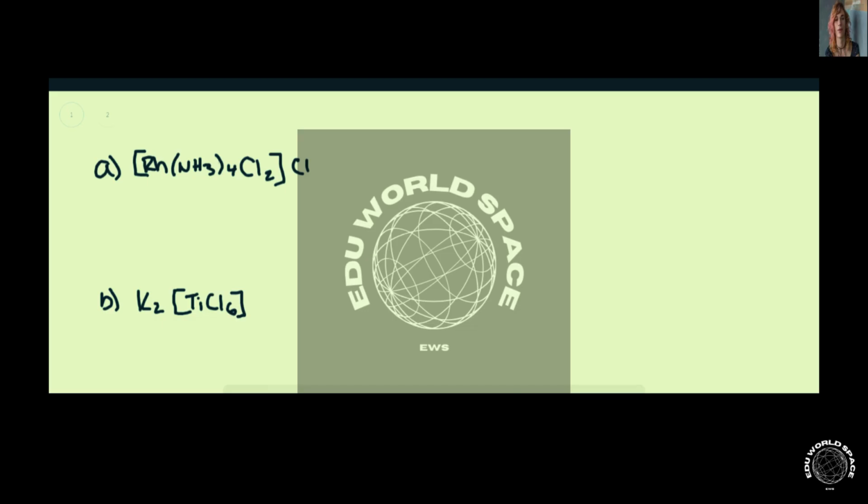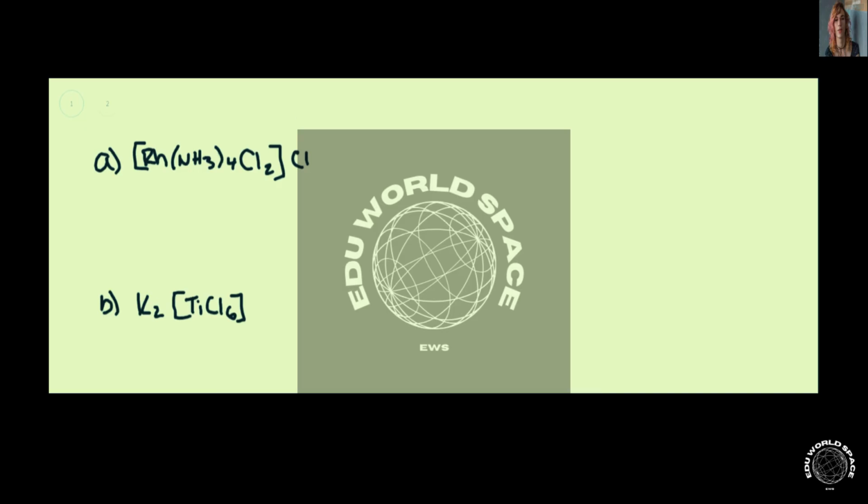This question asks us to write the names for 4 different complexes using standard nomenclature rules. So the standard rules for writing out the names for these complexes, there's 6 main rules. The first is that you always write the cation before the anion.